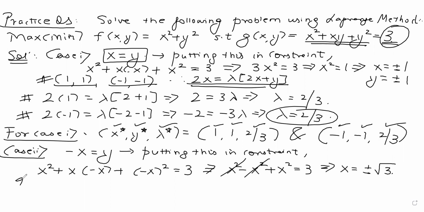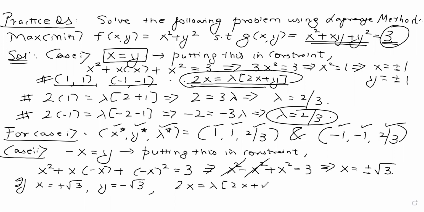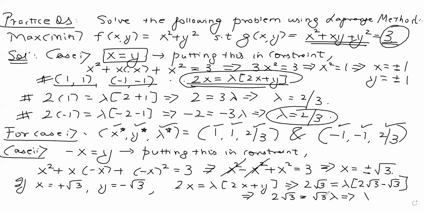So clearly, if x is equal to plus root 3, y is equal to minus root 3, I can find the value of lambda, guys, if I plug it in this equation. So I can write 2x is equal to lambda times 2x plus y, which implies 2 root 3 is equal to lambda times 2 root 3 minus root 3, which implies 2 root 3 is equal to root 3 times lambda, which implies lambda is 2.